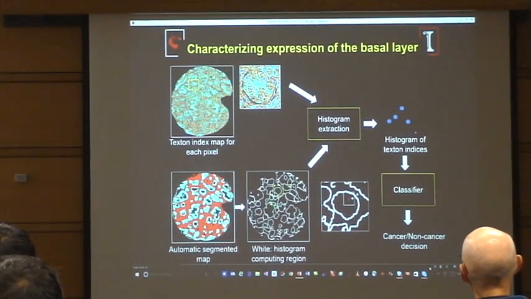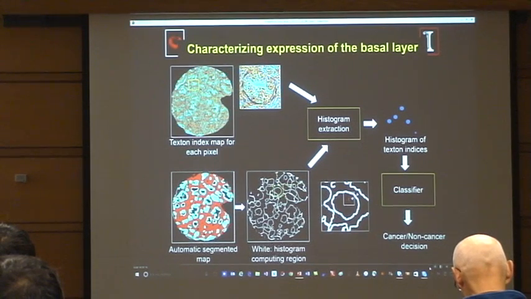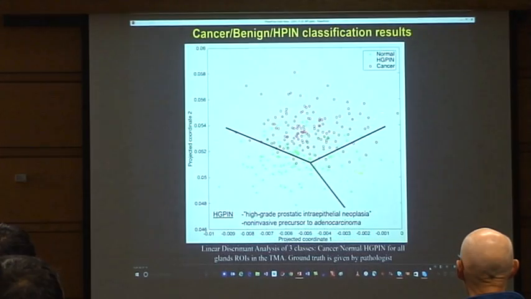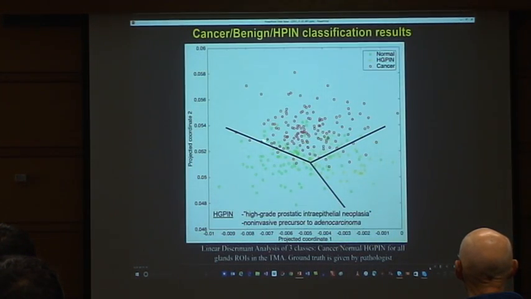So now you see the different kind of segmentation. And basically, we're putting all this in as a histogram of all the features per pixel. And basically, at the end of the day, where we are so far is this. It's kind of a nice separation, actually, between normal in green, cancer in red, and HGP. This is a high-grade prostatic intraepithelial neoplasia. So this is a new growth.